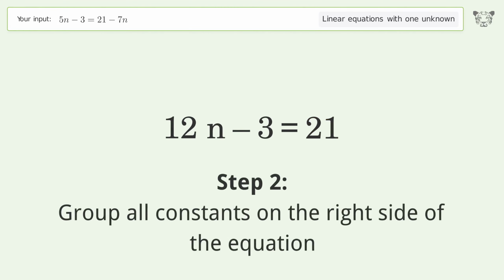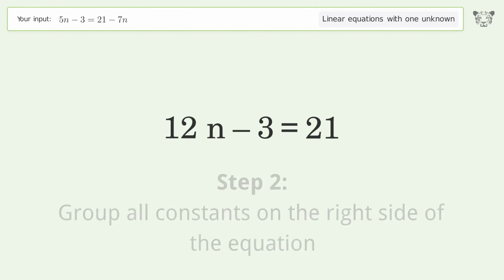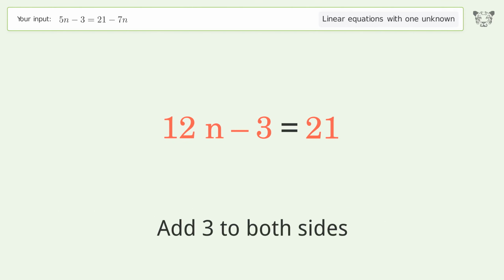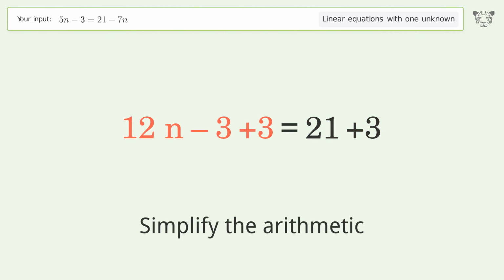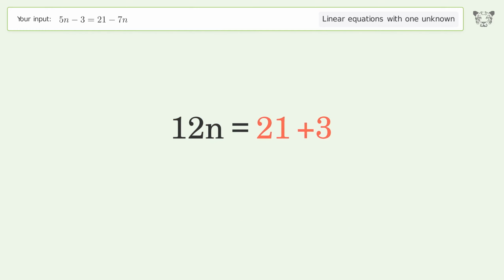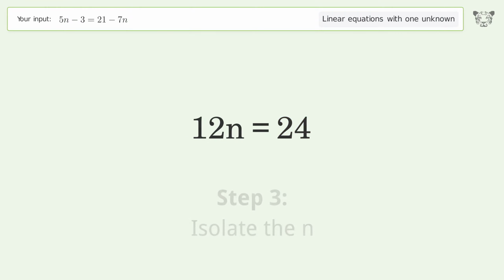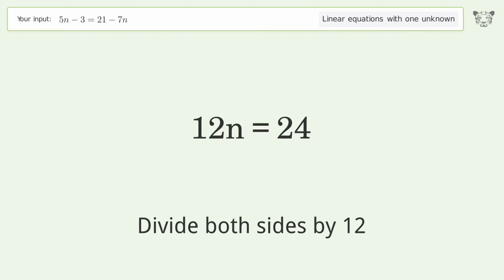Group all constants on the right side of the equation. Add 3 to both sides. Simplify the arithmetic. Isolate the n. Divide both sides by 12.